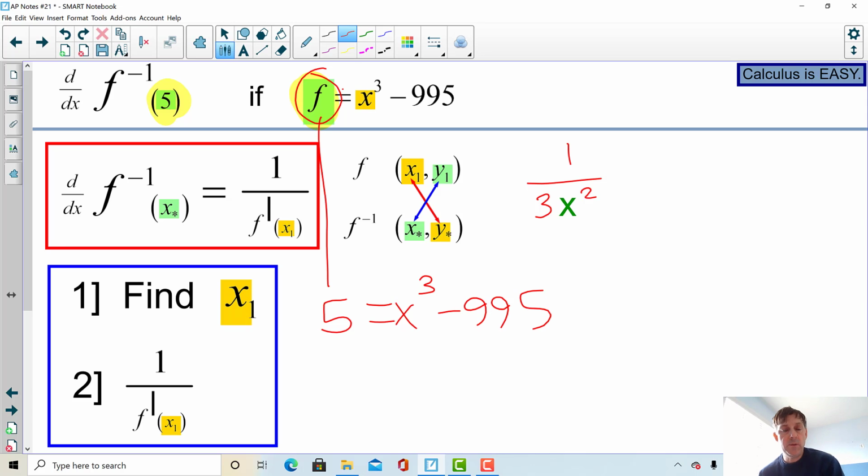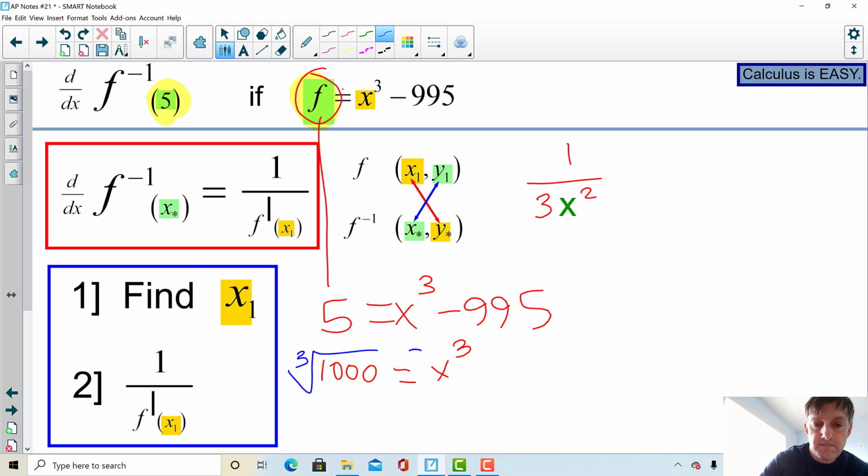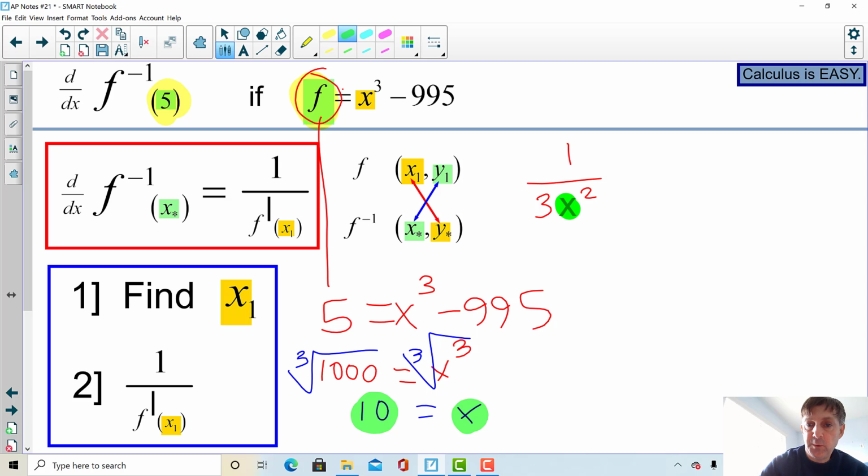And then we can figure out what the x is supposed to be. We'll add 995 to both sides. We do the third root of both sides. We find out that x is going to equal 10. So the 10 is the x value for the original function, so we want to plug a 10 for the x. Final answer.